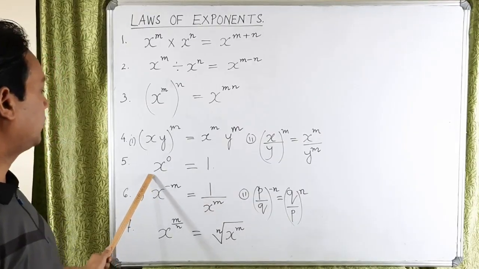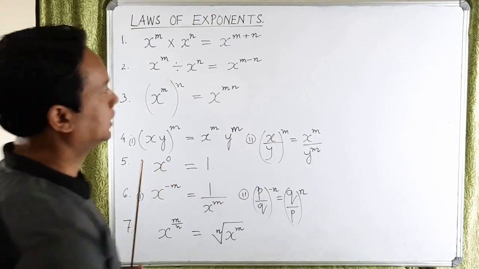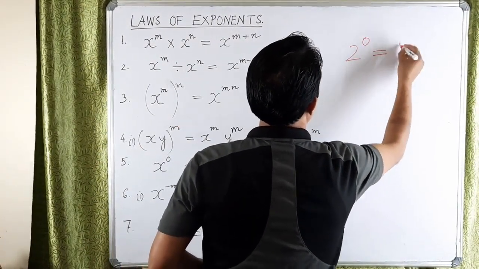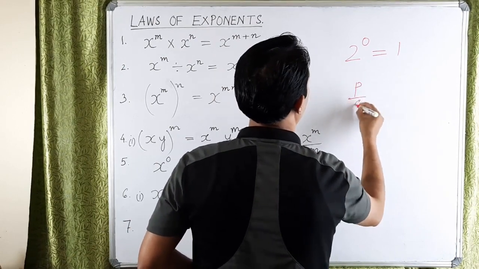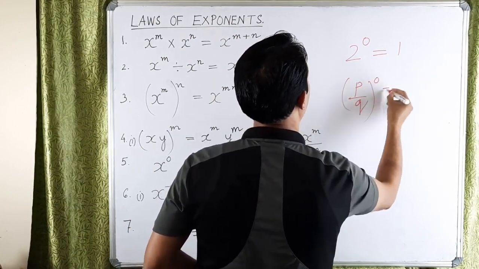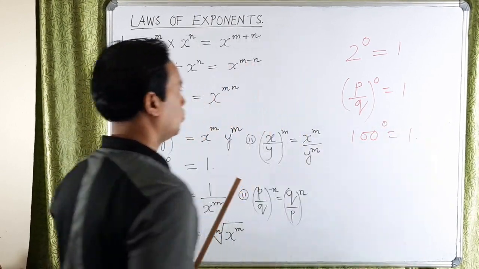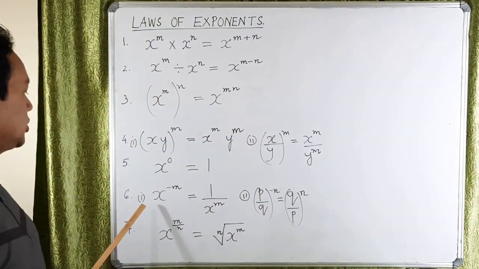Now number 5, x to the power 0 equals 1. It means if you have a number and it is raised to the power 0, it will be equal to 1. So p by q to the power 0 also will be 1. 100 power 0 also will be 1. Let's look at number 6.